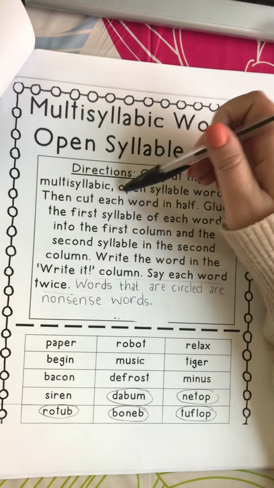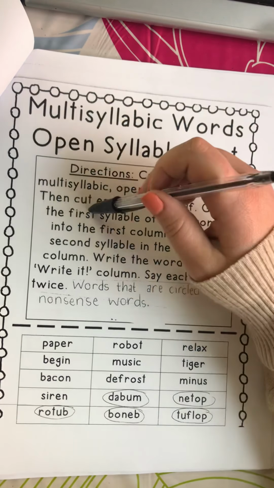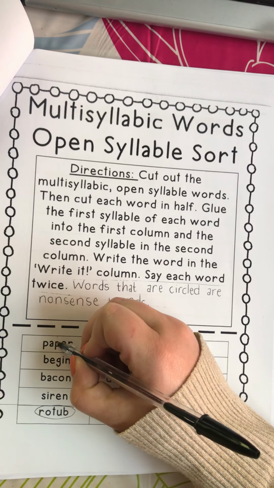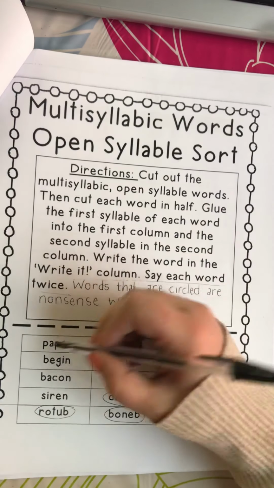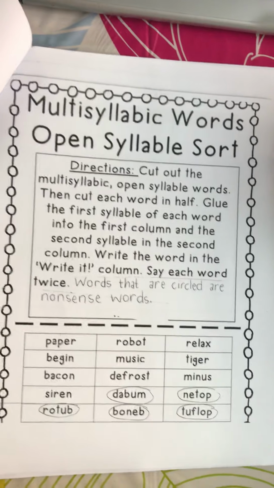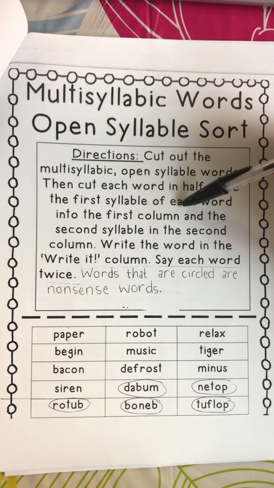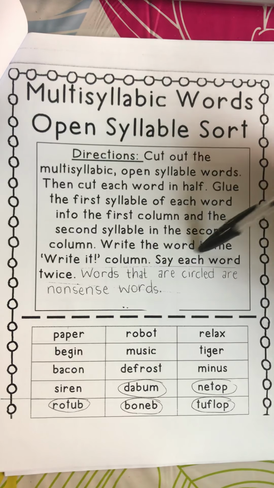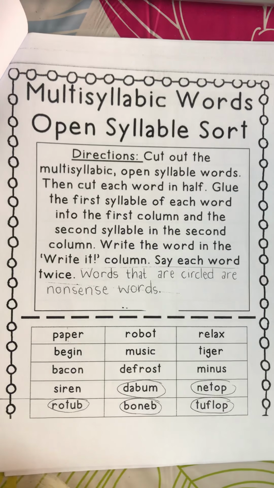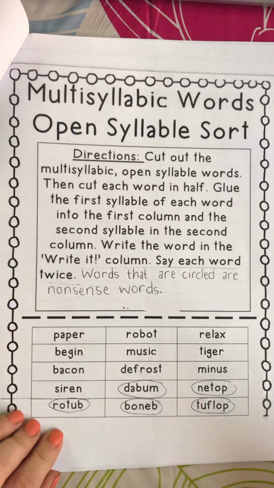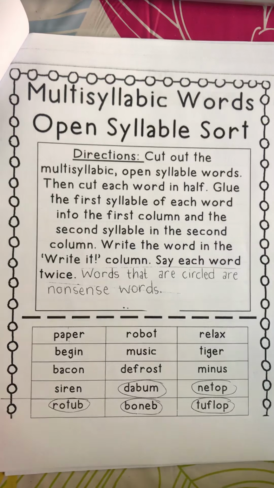That's it. Then cut each word in half. Now, please don't go cut the paper in half like this. You must break it up into syllables. That's basically what they mean. Glue the first syllable of each word into the first column and the second syllable into the second column. Write the word in the right column and then say each word twice. Words that are circled are nonsense words. These are not words that exist, but we can still break them up into syllables.